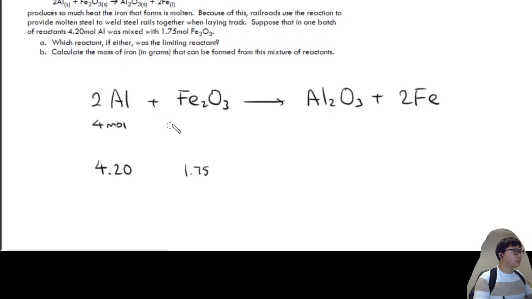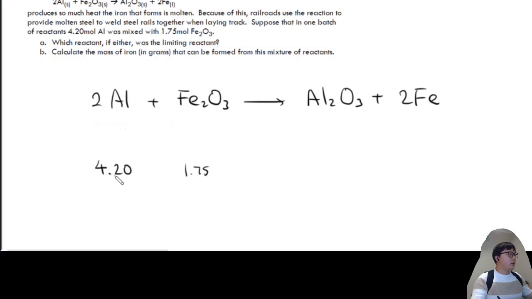Okay. Question, is it this one or this one? That's exactly right, yeah. Fe2O3 is the limiting one. That's the excess. That's just way too much, right?